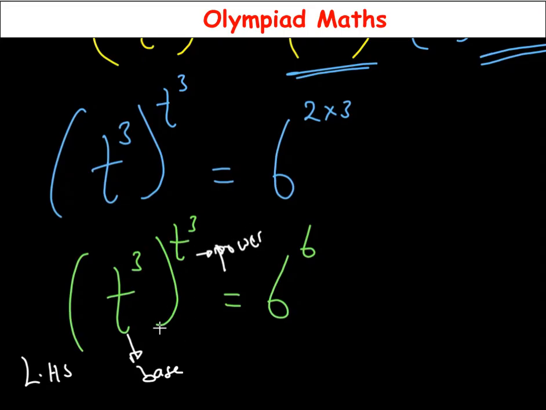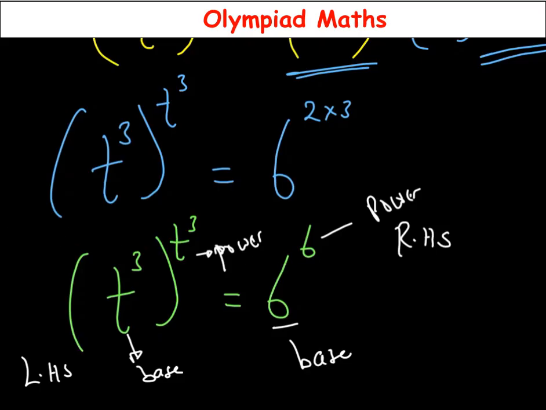And you will notice that the base and the power are equal to each other. And also, on our right hand side, 6 here is the base and 6 here is the power, right? Now, as you can see, the base is equal to the power. Good. So that was our initial plan, to make the base equal to the power.